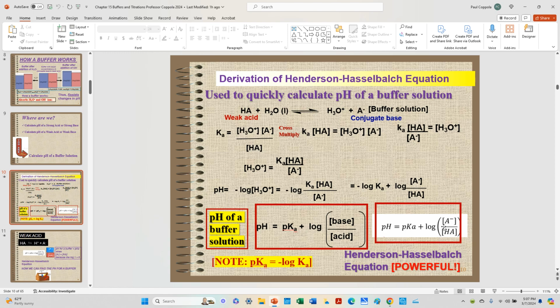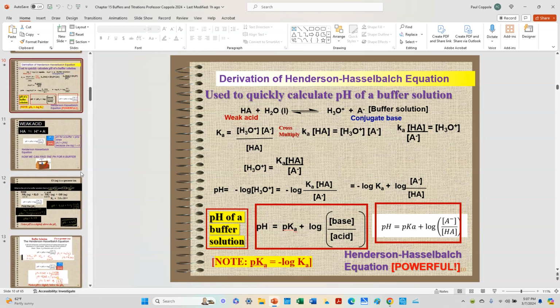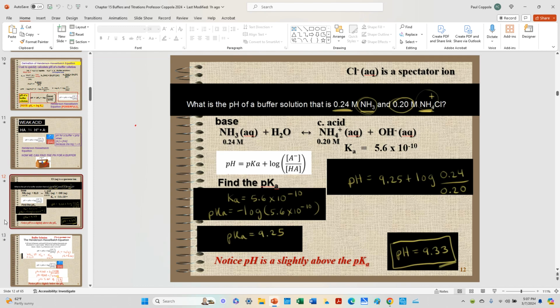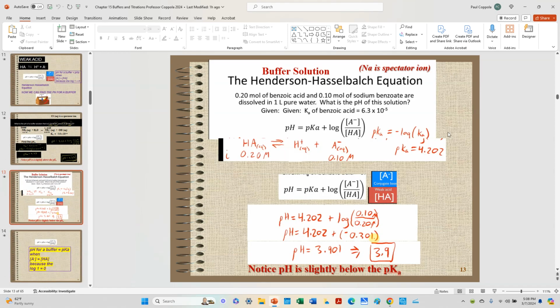Okay. Let's see, that's 9 and 10. I want to go to slide 12 and 13. This is an example that you can look through. In this case, we weren't given the pKa. We're given the Ka, so we have to find the negative log of it to get the pKa. And then we go ahead and substitute it in the equation. You can look that over. Here's another example that you can look over.